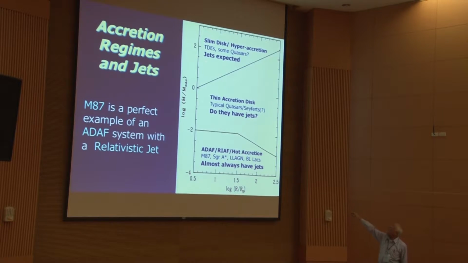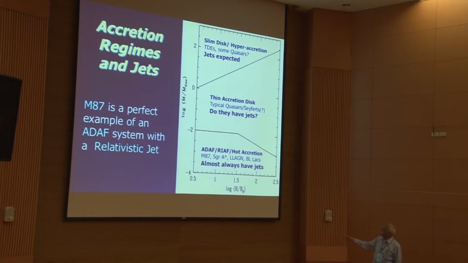And above Eddington, there is, at least theoretically, a regime of accretion. This is called the slim disk or hyperaccretion. Tidal disruption events, it's believed, go into that regime. I suspect some quasars are also sitting there. It would be wonderful if we could prove that, but most people put the quasars here, but I suspect some of them are kind of wandering into that. So that's a different talk for a different meeting. Okay, so this is where we are.